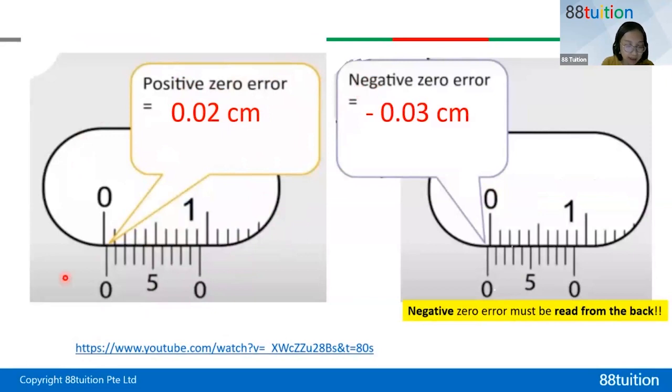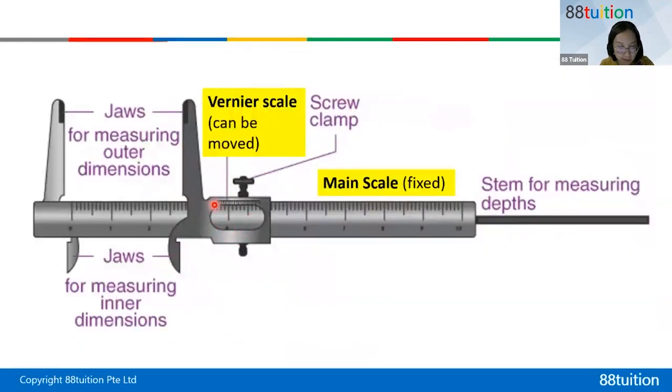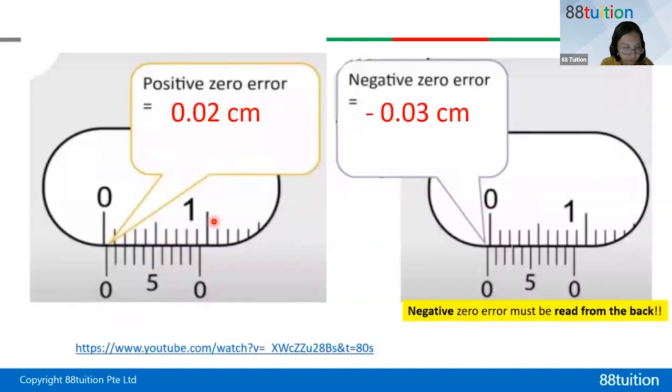Now, first of all, this part is the vernier scale that can be moved. All right, vernier scale. The main scale is the one underneath that cannot be moved. All right. So this is the main scale. This is the vernier scale. Okay, vernier scale will be moved.